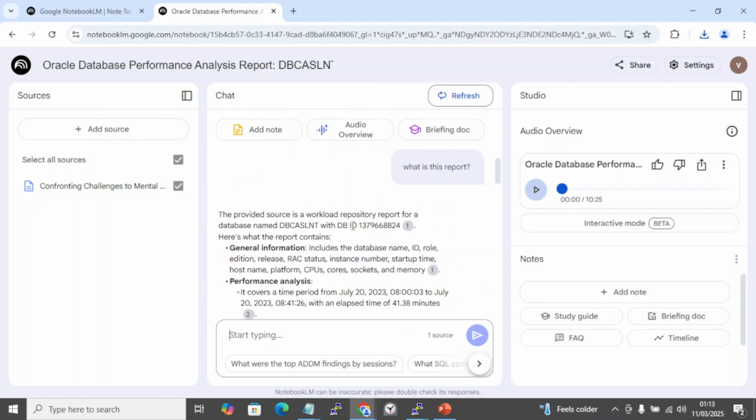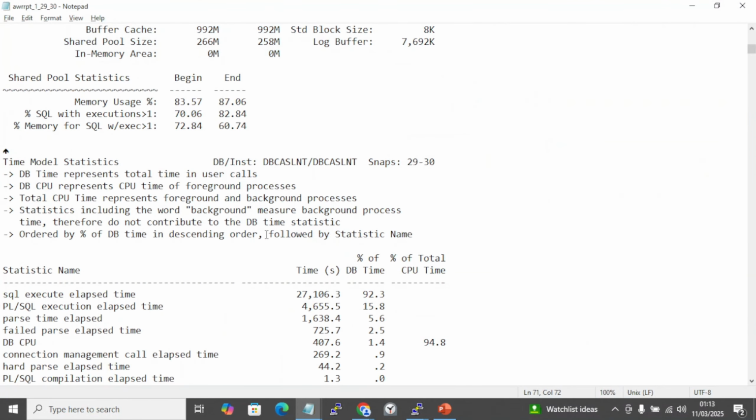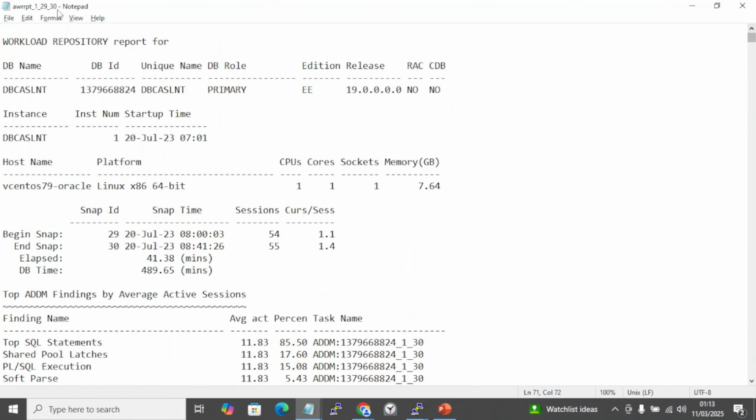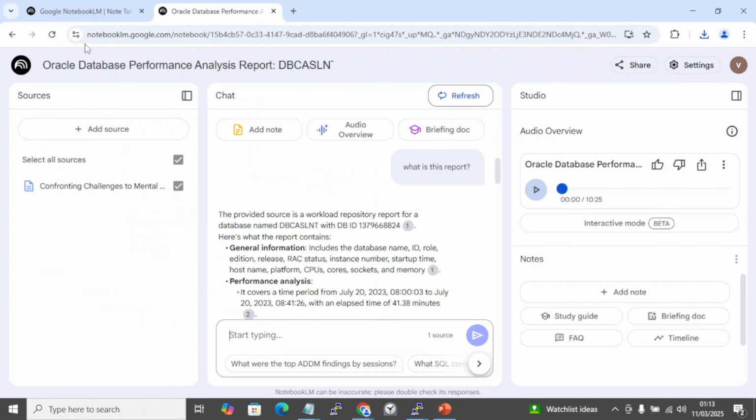The provided source is a workload repository report. It doesn't know "automatic workload repository." It doesn't know "AWR report." It just says workload repository information. Let's see if our document says automatic workload repository. It doesn't say automatic workload repository. It just says workload repository. So it doesn't know automatic workload repository, AWR. So that's one thing that proves it doesn't hallucinate.